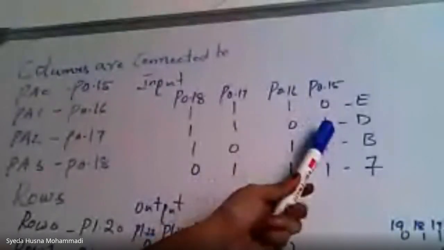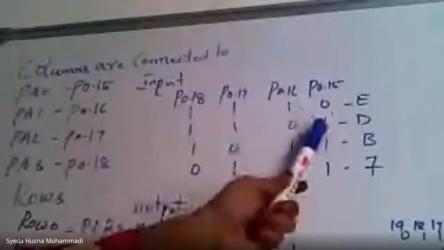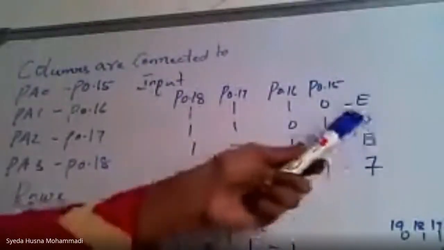Now I'll be activating the second column. So I make inactive all the other columns and activate the second column. When I activate this, place the value as 1 on port 0 pin number 15, 0 on 16, 1 on 18 and 17. So read it like this: 1, 1, 0, 1. 1, 1, 0, 1 is nothing but 13. 13 in hexa is nothing but D.